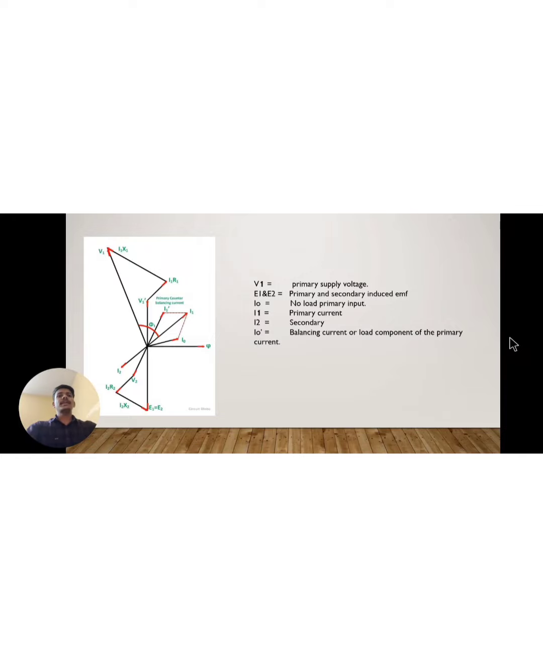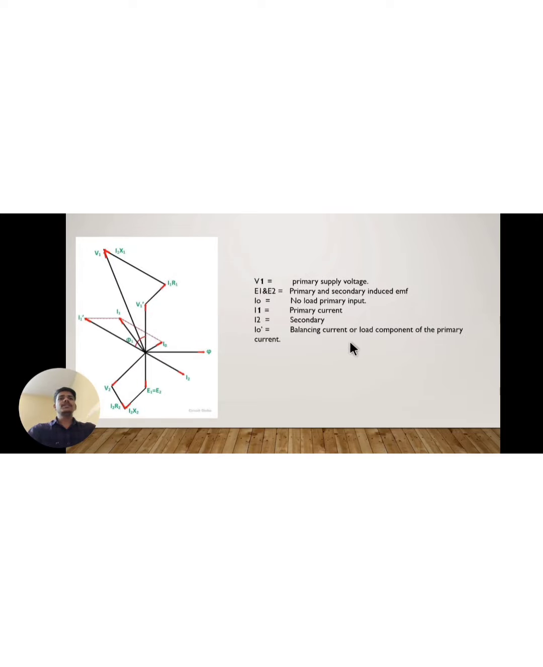This is the phasor diagram for inductive load. V1 is the primary supply voltage, E1 and E2 are the primary and secondary induced EMF. I0 is the no load primary input. I1 is the primary current and I2 is the secondary current. I0 dash is the balancing current or load component of the primary current. When the transformer secondary is connected to an inductive load, the current flowing lags with respect to the voltage.